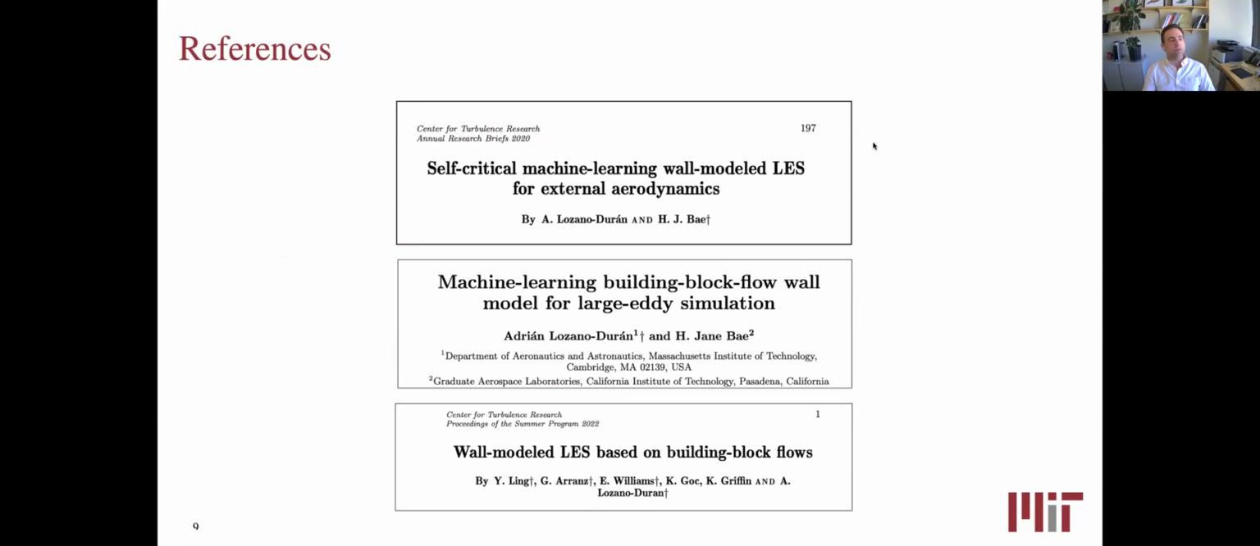So we have a few proceedings and a few papers that are related to this, but if any of you in particular are interested in the work, you can just Google for the building block flow model, and probably this will show up. This presentation is not going to be super technical, it's more like high level, but if you want to know about more technicalities, then you can go to these places.